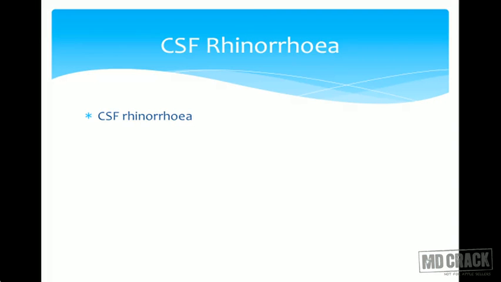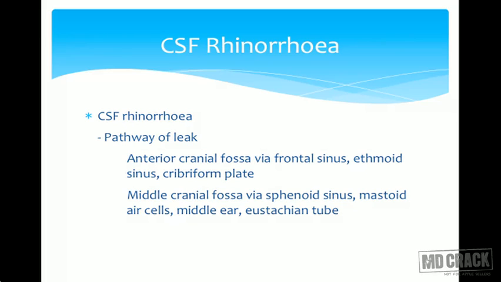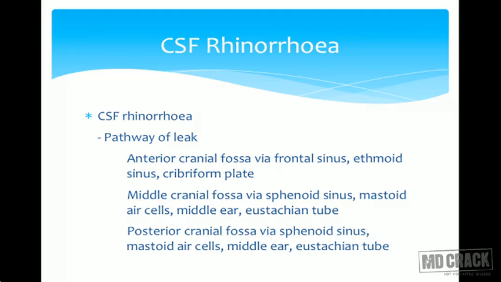Now we talk about CSF rhinorrhoea. What is CSF rhinorrhoea? CSF rhinorrhoea is the escape of CSF from the nose because of some defect. Now the pathway of the leak can be from the anterior cranial fossa, which is via the frontal sinus, the ethmoid sinus, and the cribriform plate, or it can be from the middle cranial fossa, which comes out via the sphenoid sinus, mastoid air cells, middle ear, eustachian tube, or it can be from the posterior cranial fossa, which comes out via the sphenoid sinus, mastoid air cells, middle ear, or the eustachian tube.